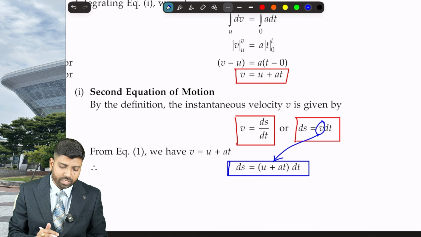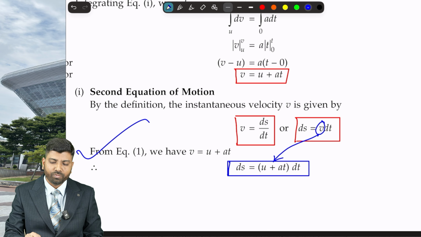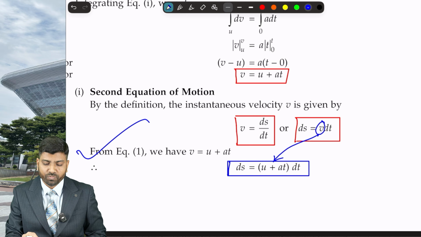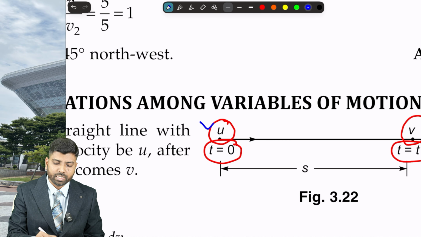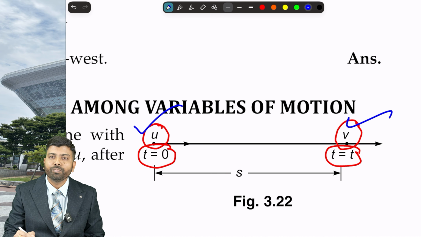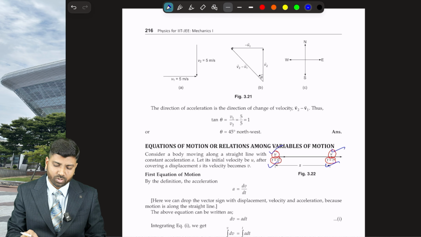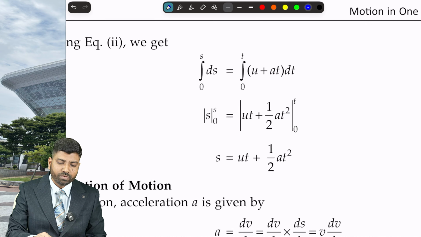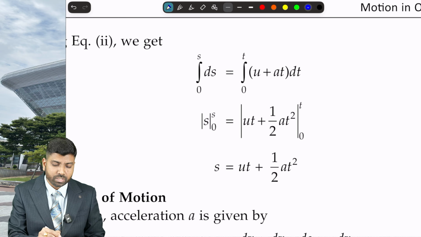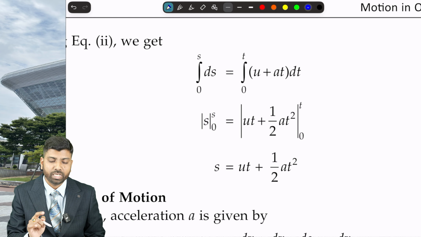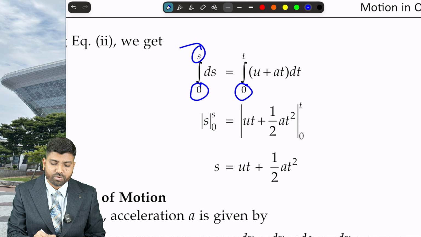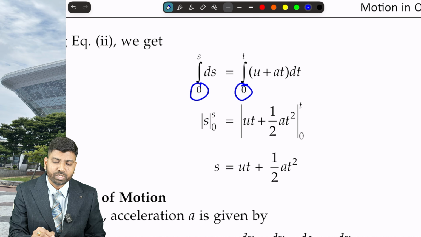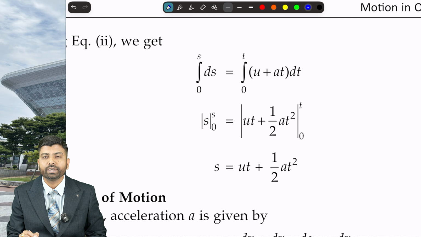Now let us move to integration. From the first equation we found all these things. We will start integrating for velocity from u to v, and for time we will use 0 to t. For displacement, we are going to find displacement from 0 to s, and for time we start from 0 to t. This is the limit or range for the integration, right?